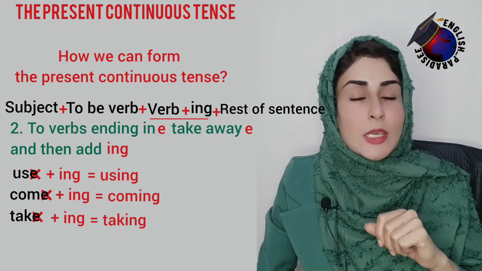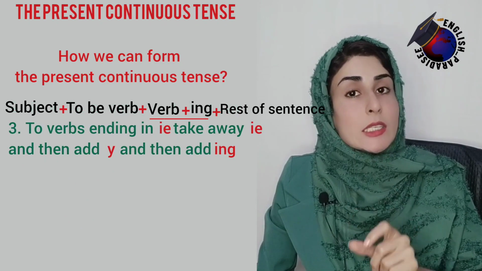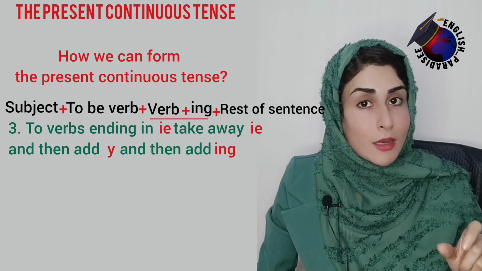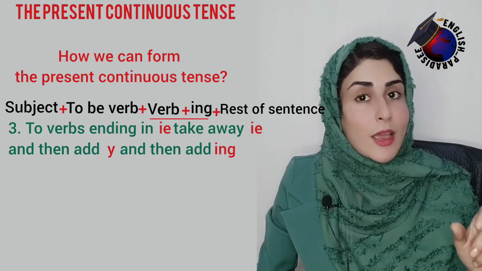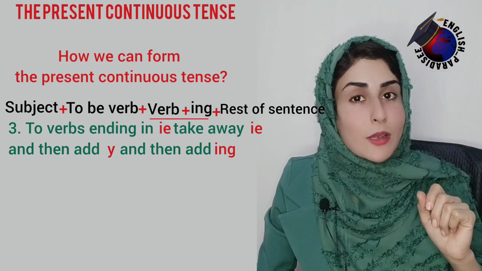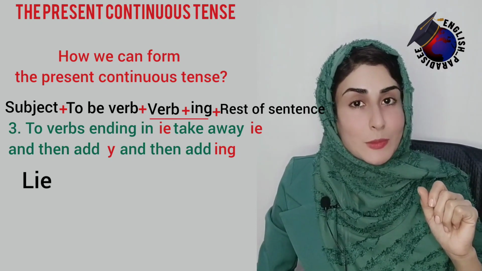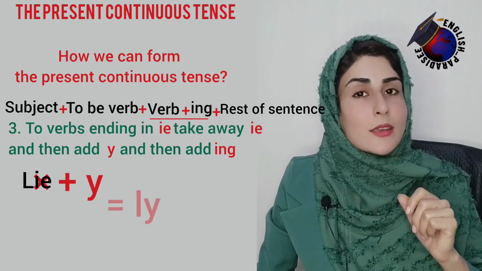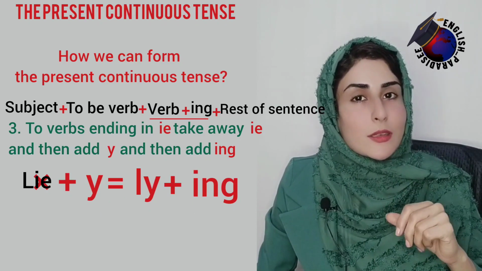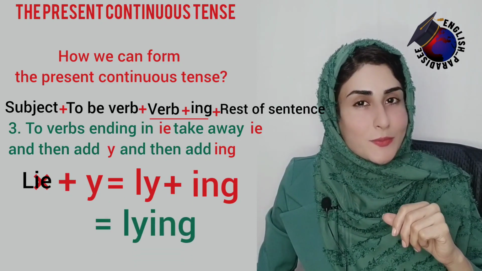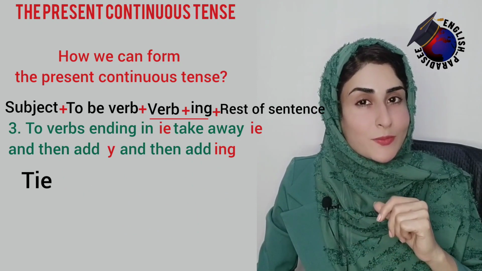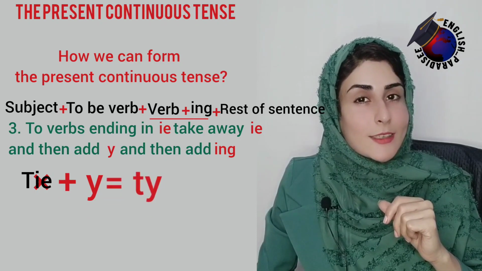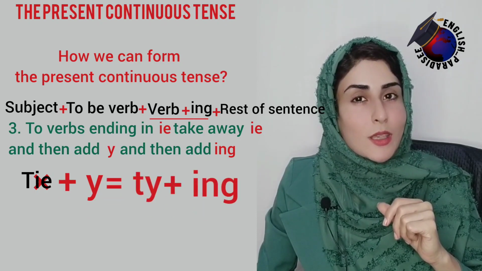Okay? To the verbs ending in IE, take away the IE and then add Y and then add ing. For example, in the verb lie, take away IE, okay, and then add Y and then add ing. It becomes lying. In verb tie, take away IE and then add Y and then add ing. It becomes tying.